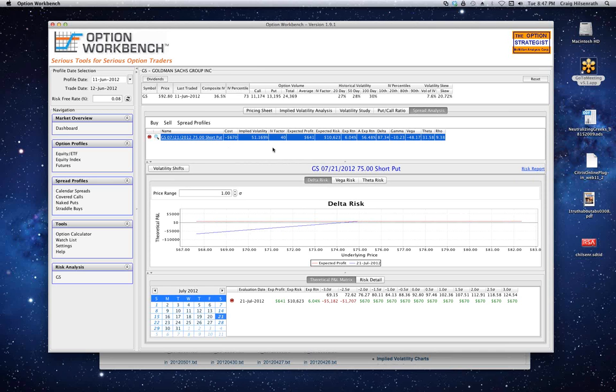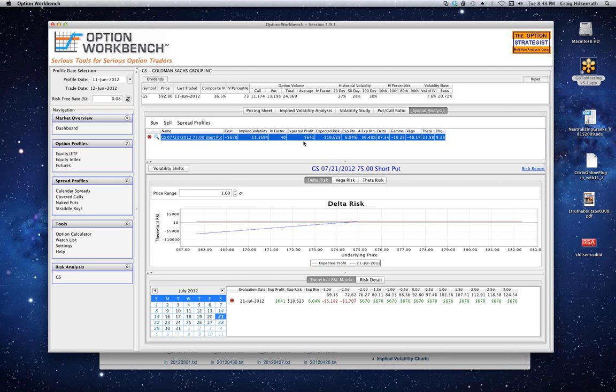So the table on top shows you the general values for that spread. In this case, it's the naked put. We get it for 67 cents, so the cost is a 67-cent credit. The implied volatility of the short is 51%. The IV factor, which again is the implied volatility divided by the composite IV, so you can see 51 is actually 40% greater than the 36.5% composite IV. So that tells us we're selling expensive options, which is good. That's what we want to do.